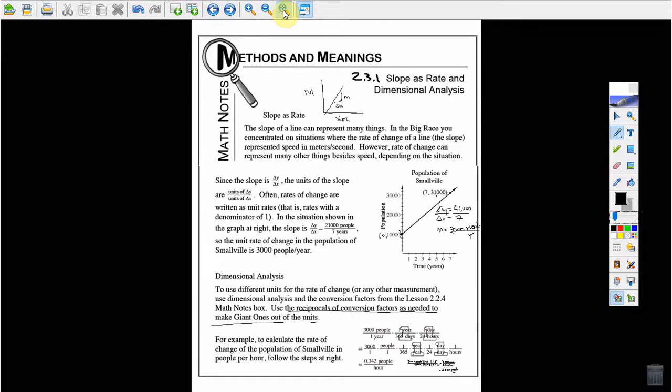So there you go. Slope, dimensional analysis. Main thing is, guys, always think about what your units are in the equation. When you're writing an equation, the units matter. There's a difference between people per year and, you know, dollars per hour. Those are not the same thing, so we need to be aware of that and recognize it when we're creating our graphs.